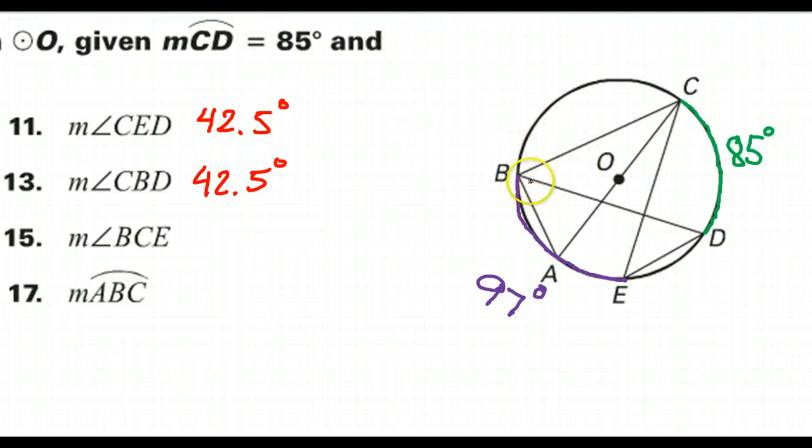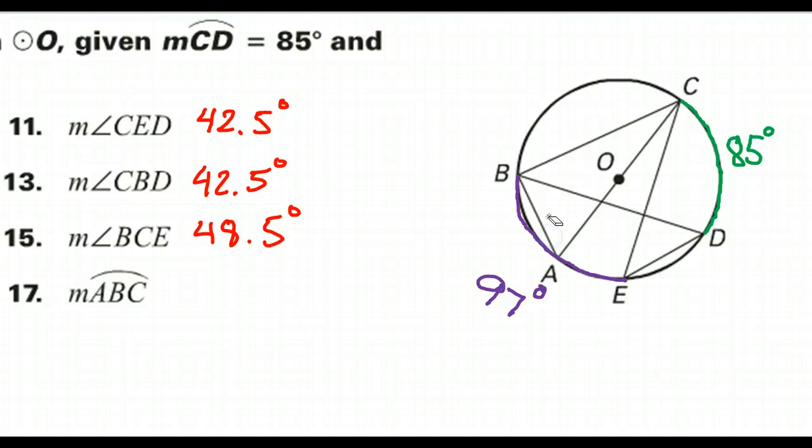Okay, and you see how I'm using these colors? If you have a colored pencil, or even just a regular pencil, trace what you're given and what you're looking for so it really stands out. So there's angle BCE. This is the same situation, only this time the intercepted arc is 97. But we should still be able to find the angle by taking half. So half of 97 is 48.5 degrees.